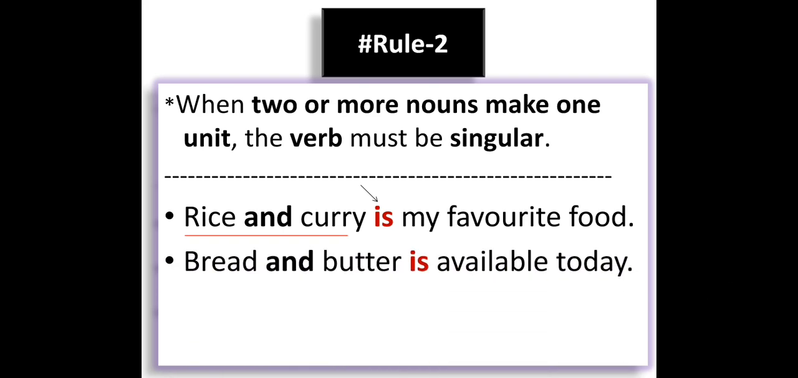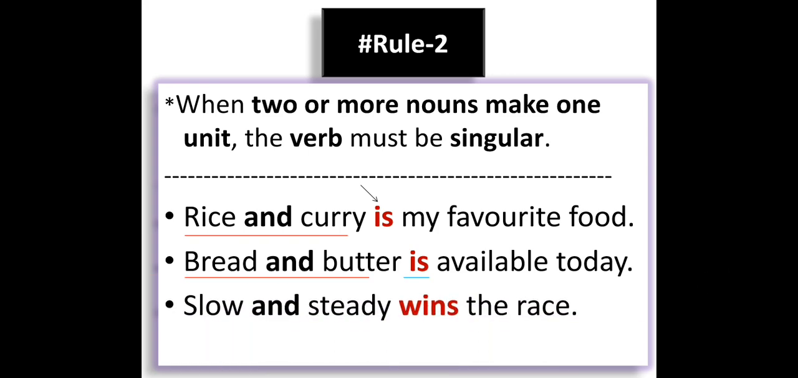Bread and butter is available today. Here you see again, we are using a singular verb, as bread and butter make one unit. Next example, slow and steady wins the race. Not slow and steady win the race. Why? Because slow and steady make one unit. That's why we are using a singular verb, that is wins. Okay, so this was rule number 2.